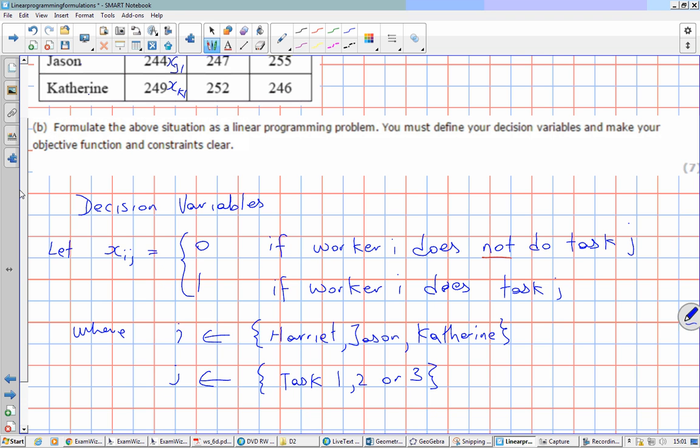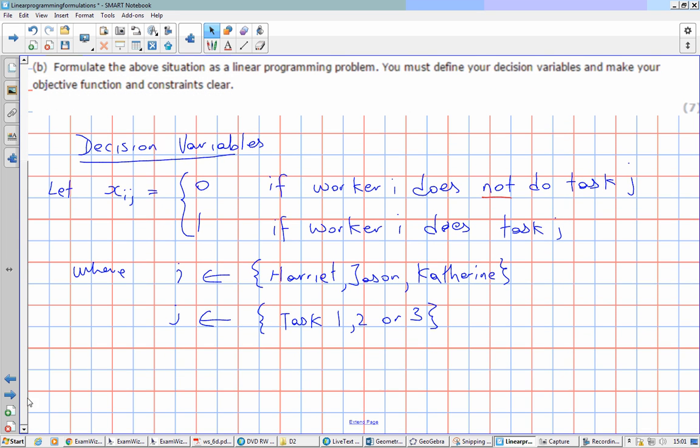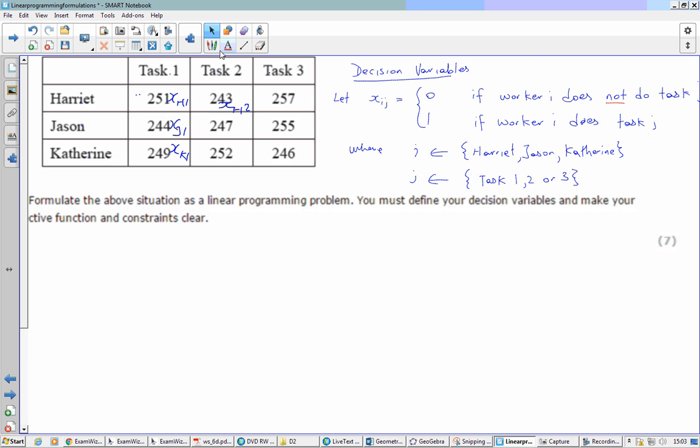Okay, so we've got our decision variables now well and truly set up. Okay, so now we can either talk about the constraints or the objective function. Certainly it makes sense to do decision variables first. But let's just now look at the constraints.